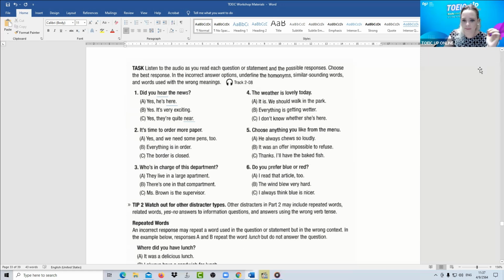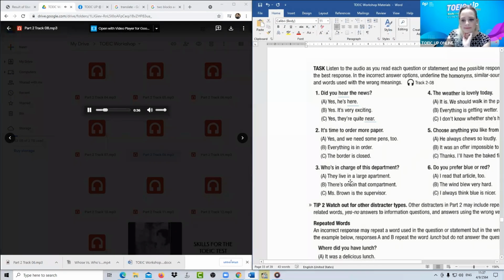It's time to order more paper. A, Yes, and we need some pens too. B, Everything is in order. C, The border is closed. I got too excited there at the end.